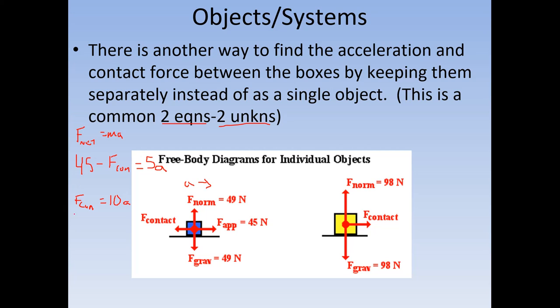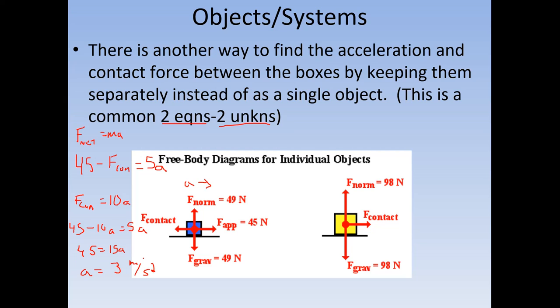So taking this first equation, 45, instead of writing F contact, I can put in 10a. And right off the bat, we can already see that we get the same setup that we got before. That we end up getting the net force of 45 is affecting the total 15 kilograms, and we once again get 3 meters per second squared. So apples to apples, we end up getting the same thing regardless of the setup.